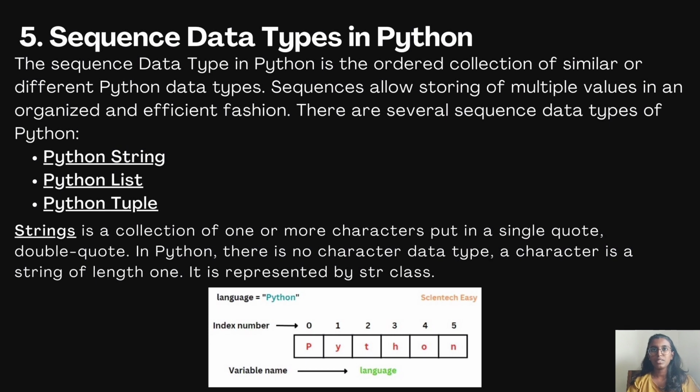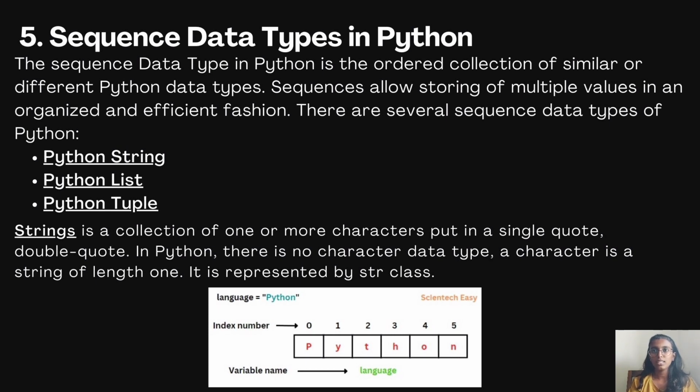Sequence data types in Python. The sequence data type in Python is the ordered collection of similar or different Python data types. Sequences allow storing of multiple values in an organized and efficient fashion. There are several sequence data types of Python, that is Python string, Python list, and Python tuple.